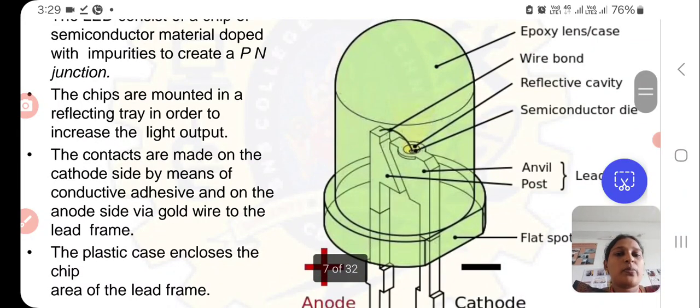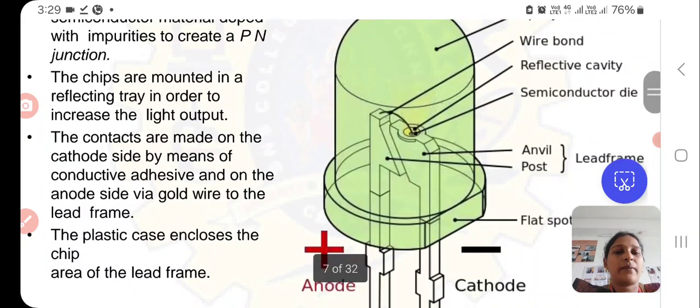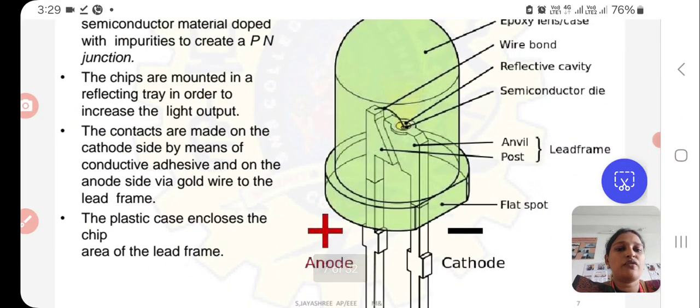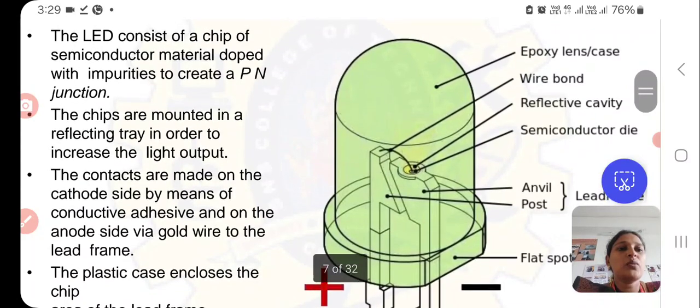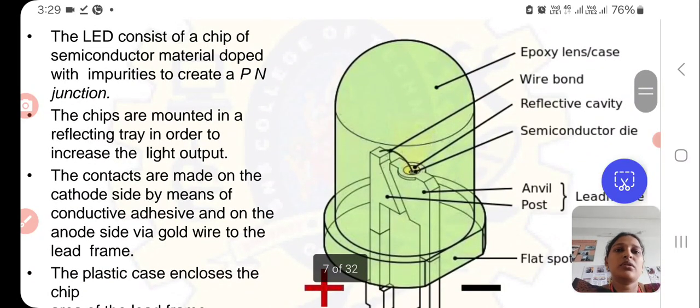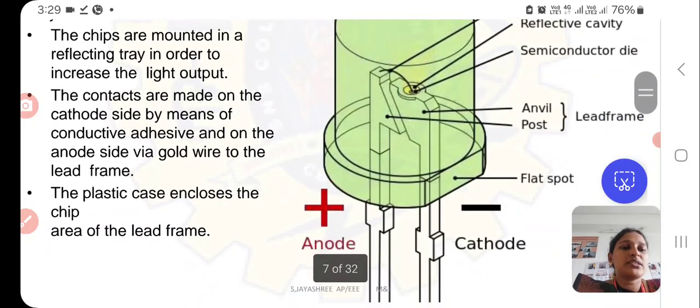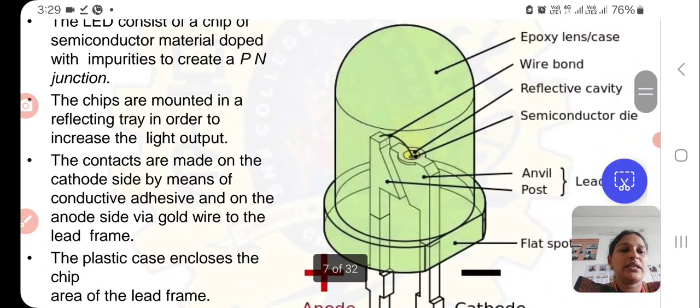The contacts are made on the cathode by means of conductive adhesive and on the anode side via gold wire to the lead frame. The plastic case encloses the chip, and the area of the frame will give illuminance to the light which is emitted from the diode. So this is the construction of an LED.